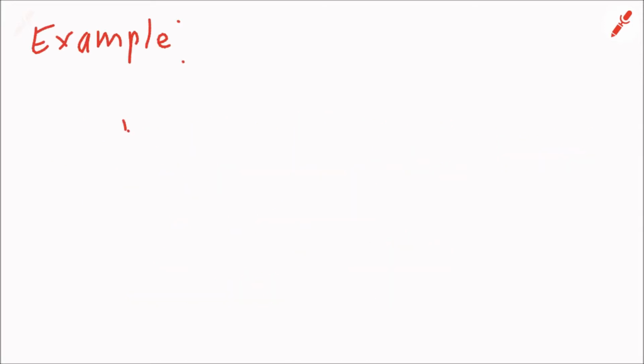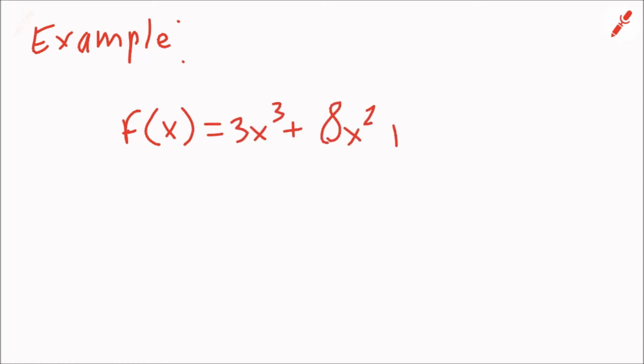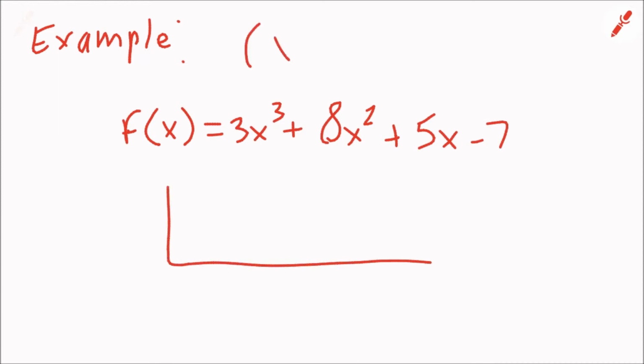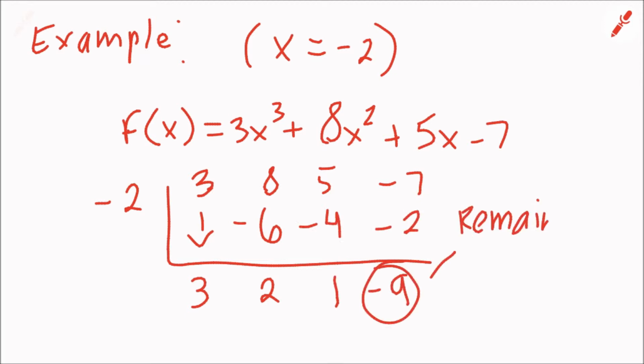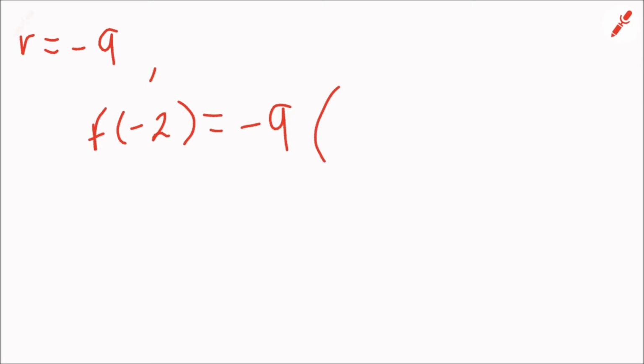Let's work on an example. f(x) equals 3x cubed plus 8x squared plus 5x minus 7. We're going to use synthetic division to work x equals -2. So set up your division and go through the process, and you should end up with -9. This is your remainder. Because r equals -9, we can say that f(-2) equals -9.